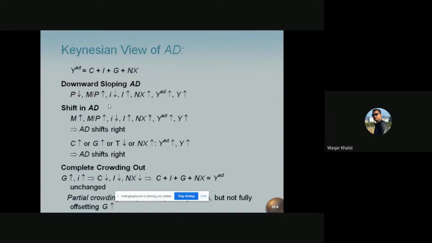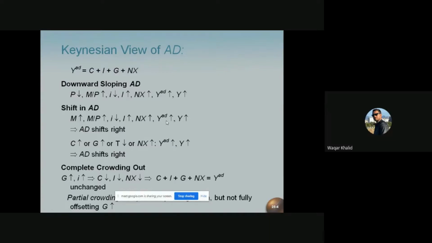So very simply, look at this relationship. Suppose P is constant and we are increasing M. If M increases, it means M over P also increases. And if this value is increasing, it means I is decreasing. So investment and net exports both will rise in relation to a lower interest rate. What will happen? Aggregate demand will increase.